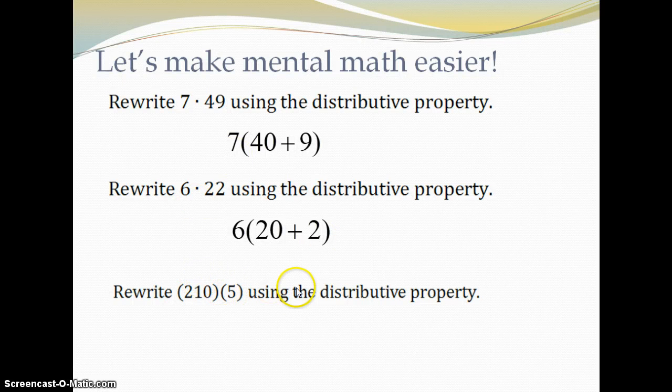210 times 5. 5 is not an intimidating number, but 210 is kind of intimidating. So if we rewrite 210 using the distributive property, it'll become a little bit easier on us. We can write 210 as 200 plus 10, and then simplify down from there.